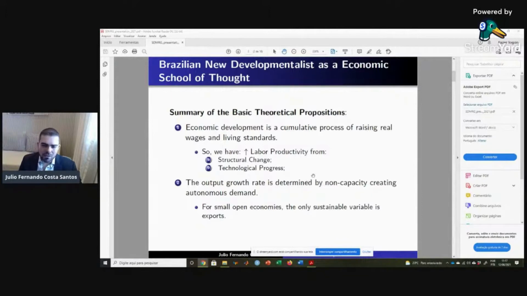Given that we have a very short time, I will give a brief summary of the core ideas and basic theoretical propositions of the new developmentalist school of thought. I know Oreiro also did this in depth on Friday, so I will spend much less time than he did. But I need to recall some main points that will drive our presentation. The first point is that economic development is a cumulative process of raising real wages and living standards, with an increase in labor productivity that comes from structural change and technological progress.